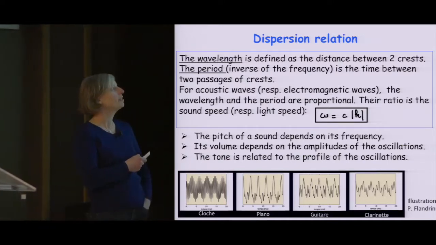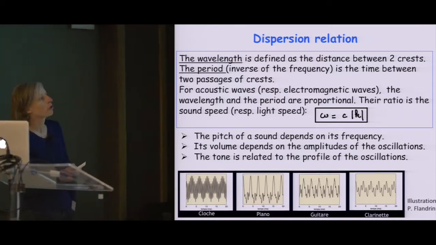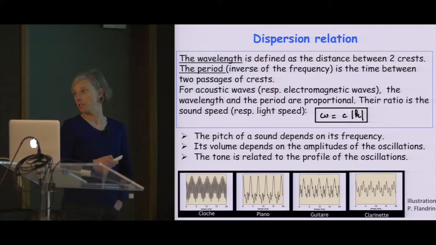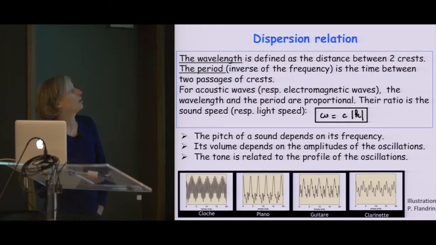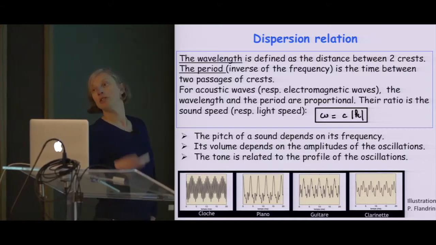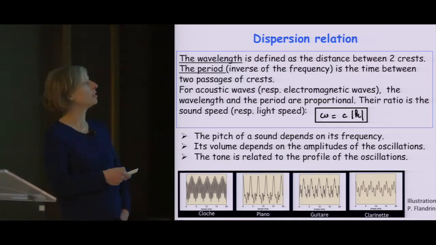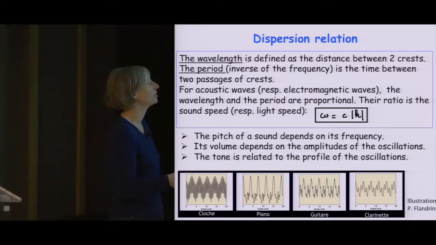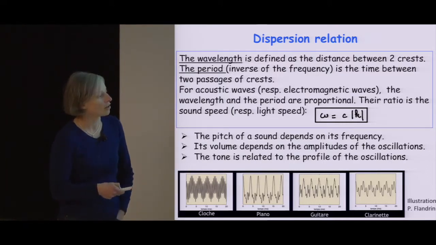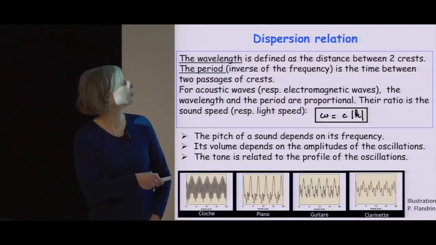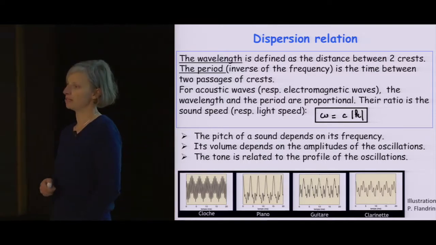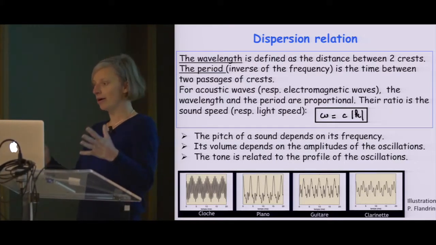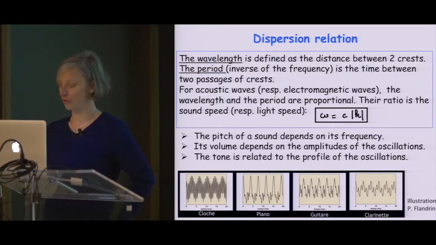Just a couple of remarks about sound. So the pitch of the sound depends on its frequency. Now the volume depends on the amplitude, on the energy which is contained in the signal, and the tone is related to the profile of the oscillation. So here there are many examples of different instruments and the typical signal which is emitted by these instruments. Okay. So this is the global picture for this sound.